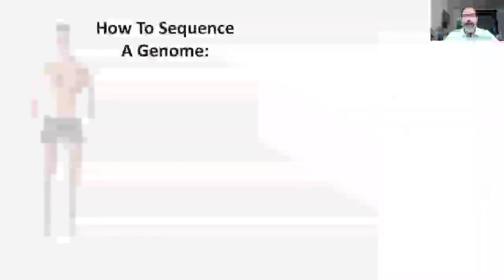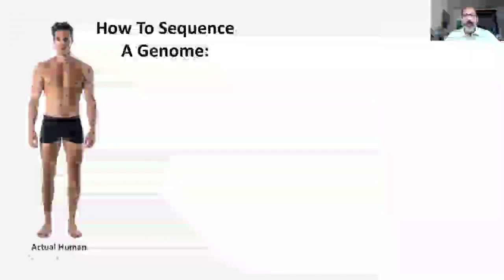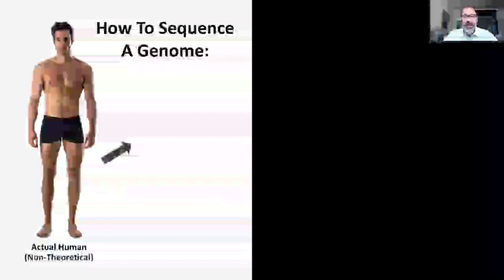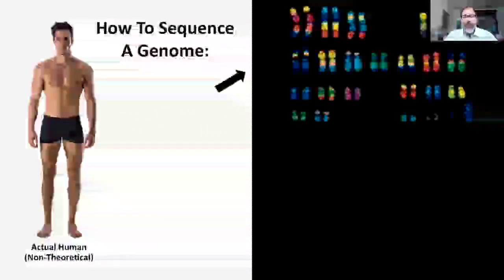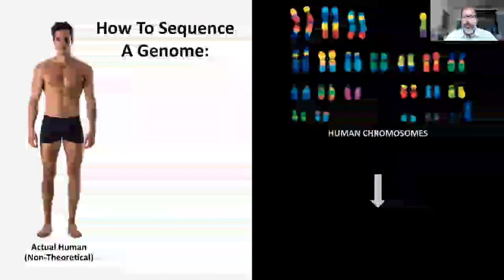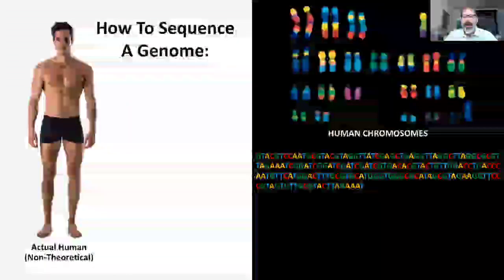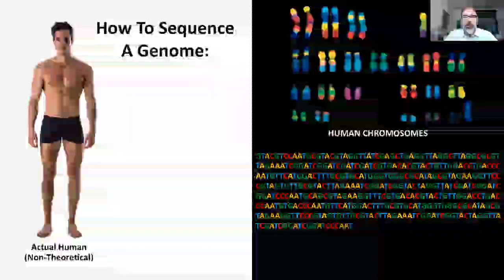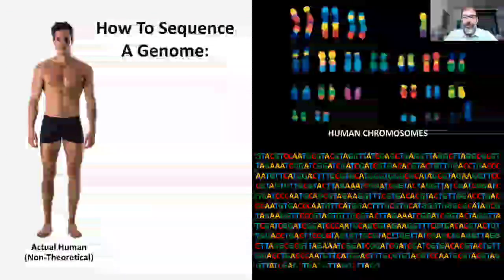So how do you sequence a genome? Well, with the human genome, they started with an actual human and then took the genetic material out of the human cells, out of the nucleus, which are the chromosomes, and then they broke those down and sequenced each one into the sequence of letters or bases.